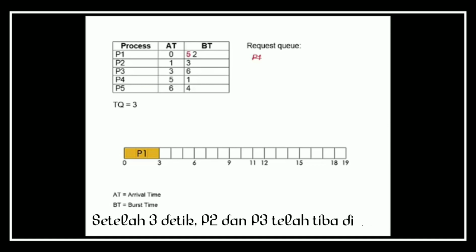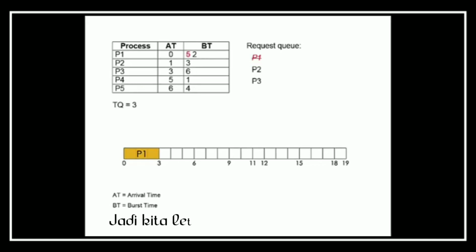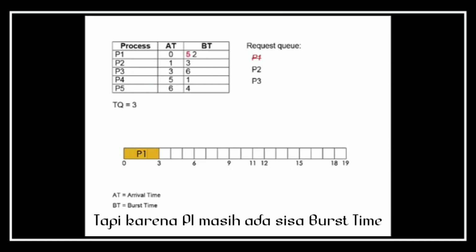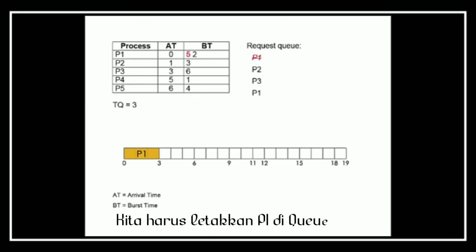So within 3 seconds, P2 and P3 have arrived in the CPU, so we put P2 and P3 in the request queue. But since P1 has not been completed fully and still has some remaining burst time left, we have to queue P1 again and execute it another time.